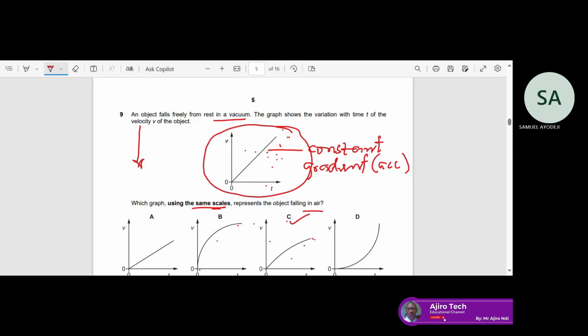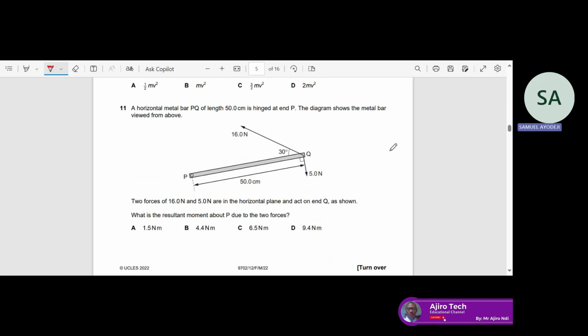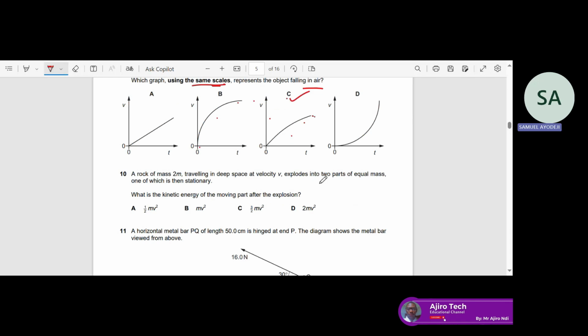Next one. Next one, number 10. One more. Number 10. No, not that one. Number 10.